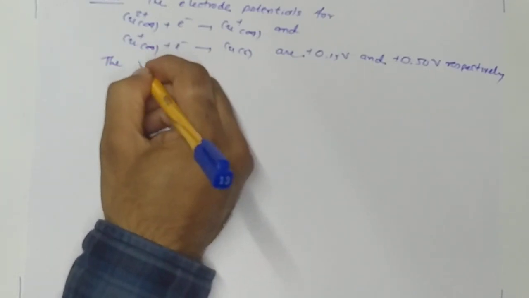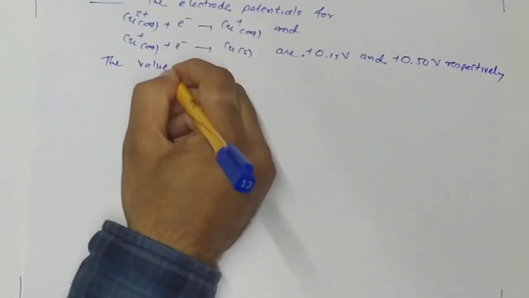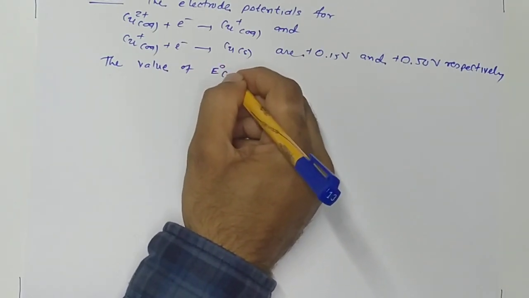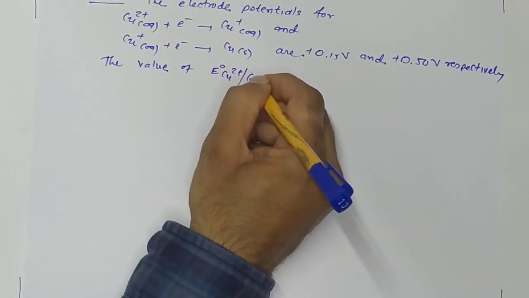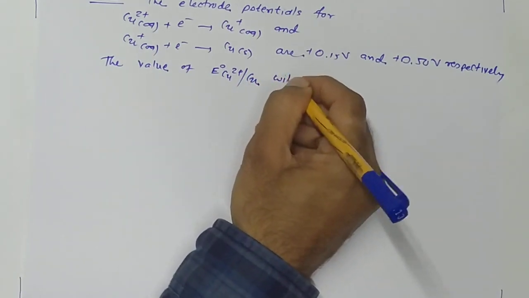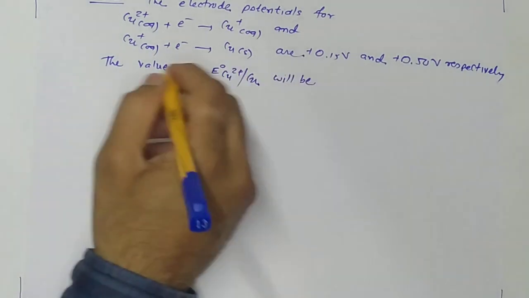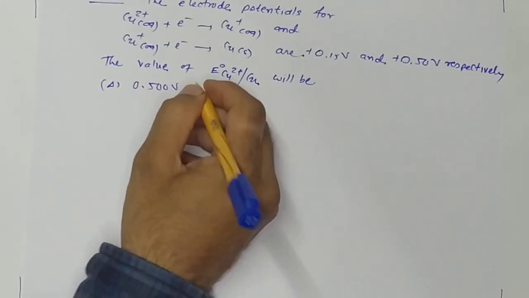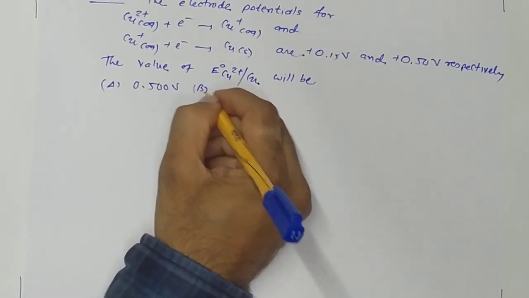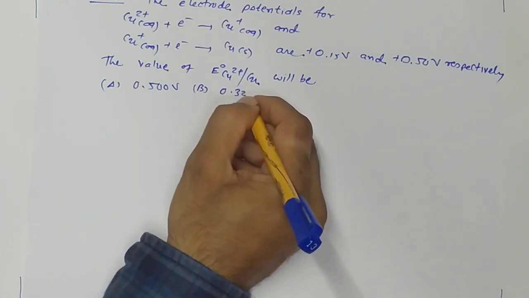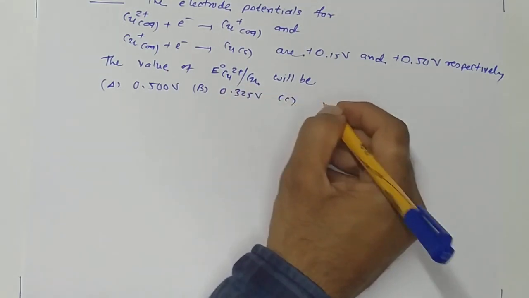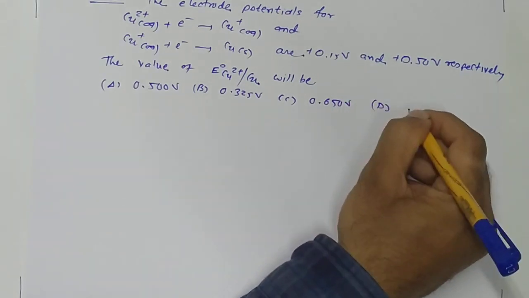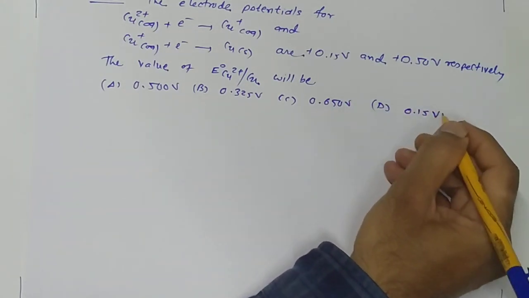plus 0.15 volt and plus 0.50 volt respectively. The value of E degree Cu2+ / Cu reduction potential will be: option A, 0.500 volt; B, 0.325 volt; C, 0.650 volt; and D, 0.15 volt.